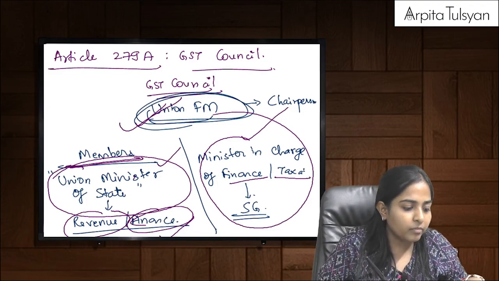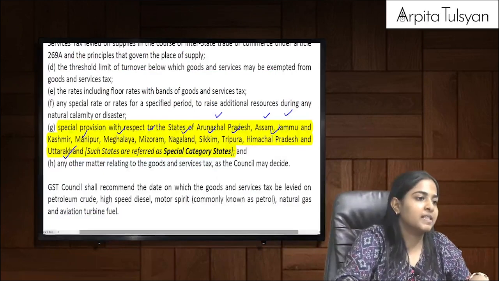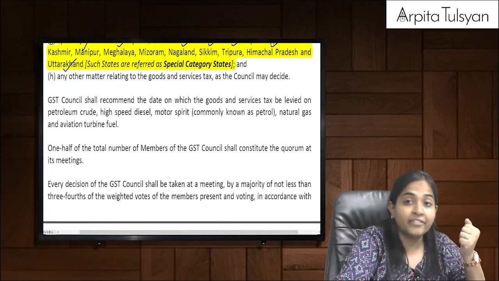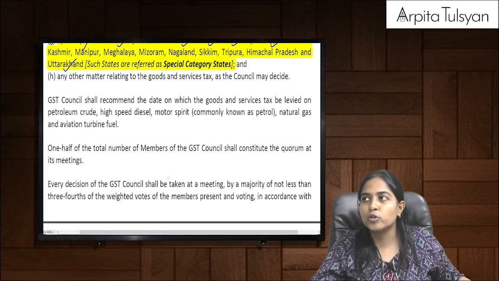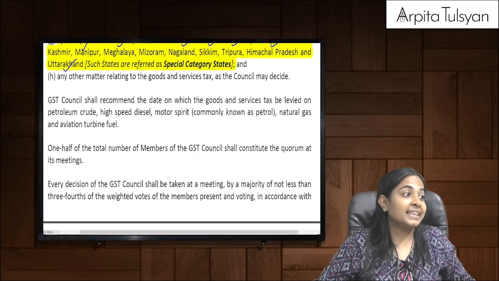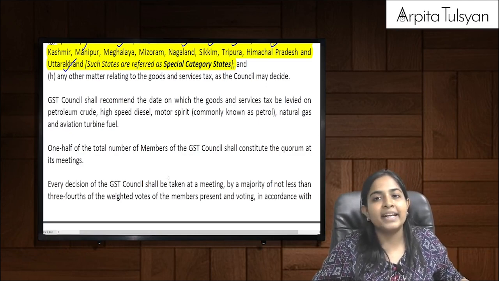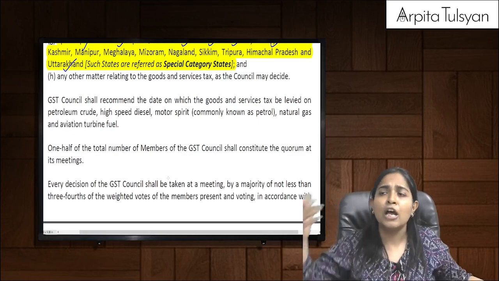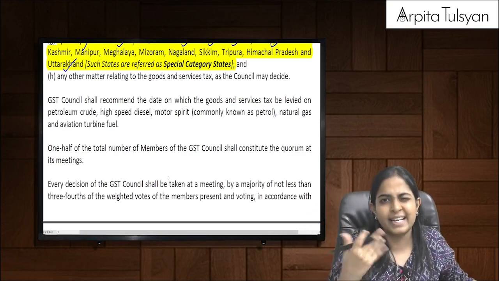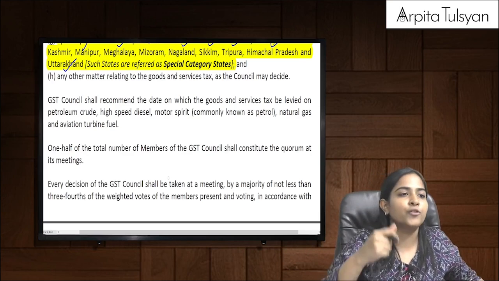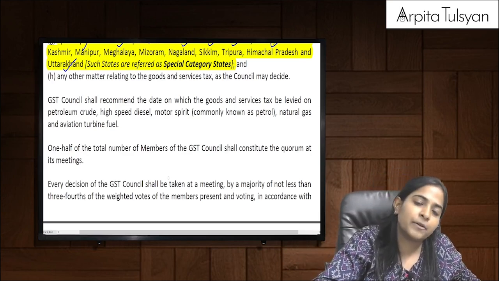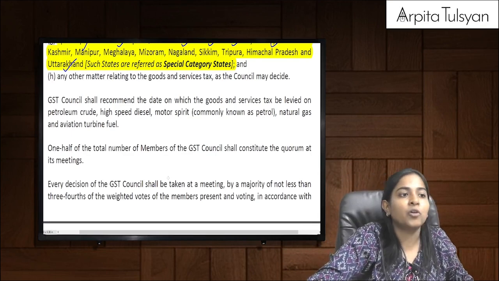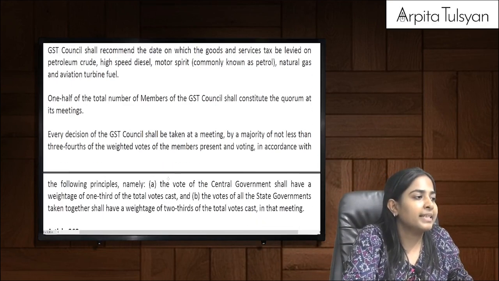Now, see what they are trying to tell us here. You remember for diesel, petrol, etc., we had studied that GST will be applicable on those products from a notified date. That date recommendation can also be given by the GST Council. For example, it can say that from 1st April 2024, GST be applicable on it. So the GST Council can recommend, and then it depends on the parliament whether to accept it or not.